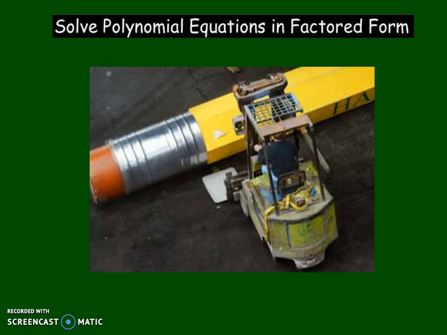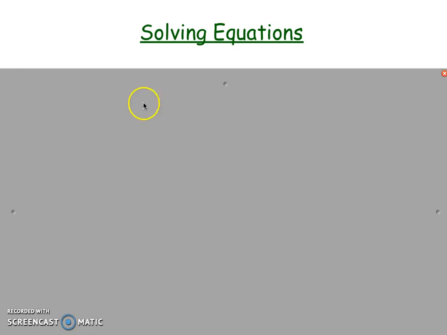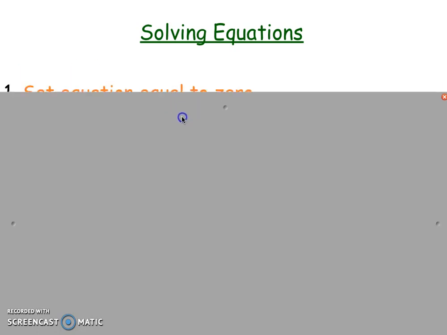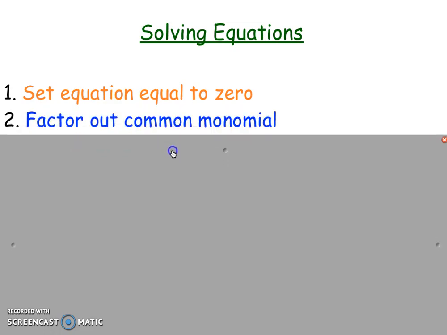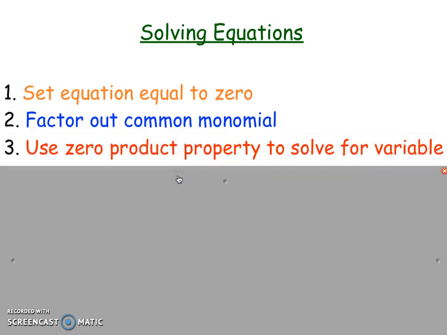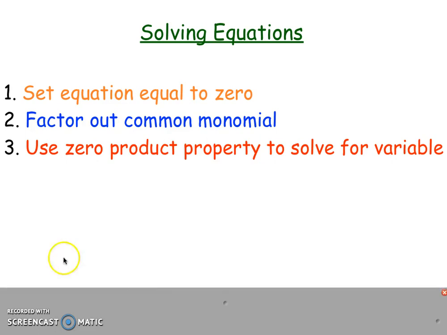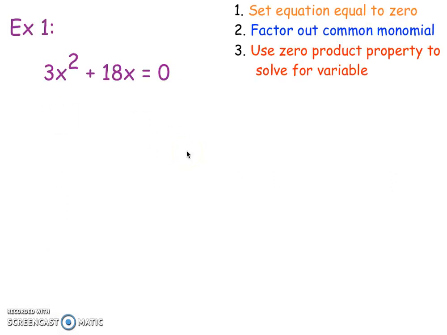So solving polynomial equations in factored form, this is basically combining the last two parts from our last video. For solving equations, our first step is to set our equation equal to 0. We can't do it unless it's equal to 0. Step 2, you're going to factor out your common monomial. We said factor out the greatest common factor in the last video. It means the same thing. Then step 3, we're going to use our zero product property to solve for that variable. So let's see this in action.